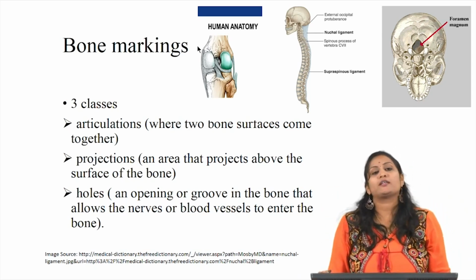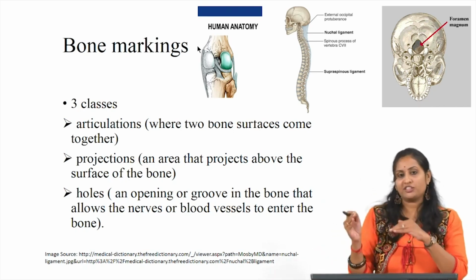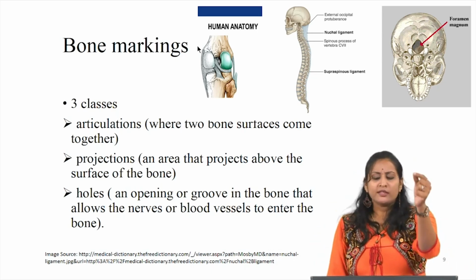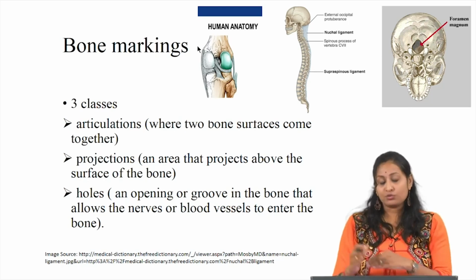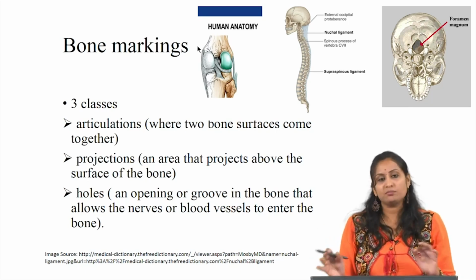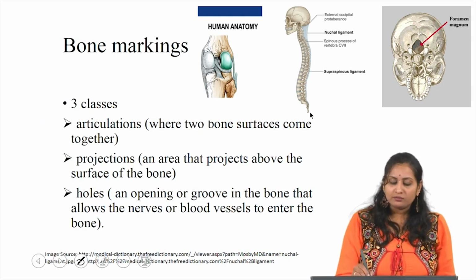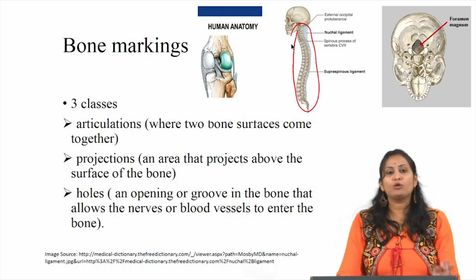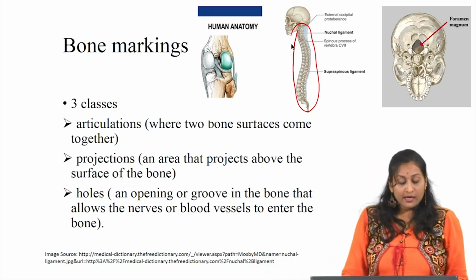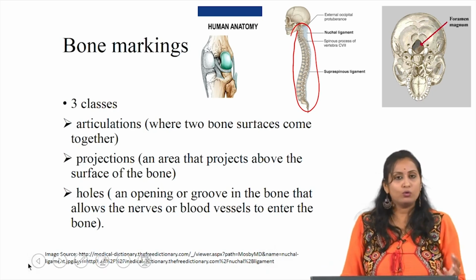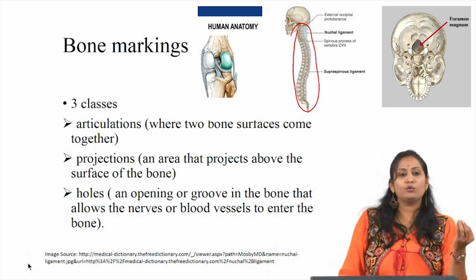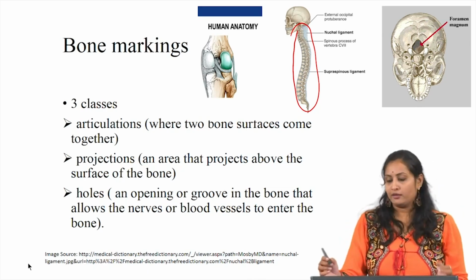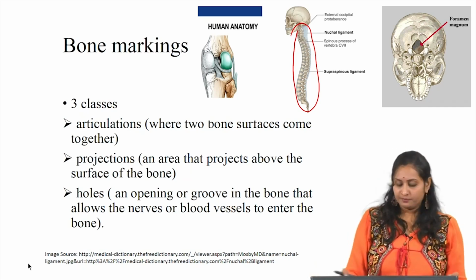And the second general class of bone marking is called projections. It is an area that projects above the surface of the bone. Tendons and ligaments are attached to the periosteum through this marking. For example, the spinous process of the vertebrae is an example of a projection. And the third general class of bone marking is holes, an opening or groove in bone that allows nerves or blood vessels to enter the bone. For example, the foramen, where blood vessels pass through the bone.